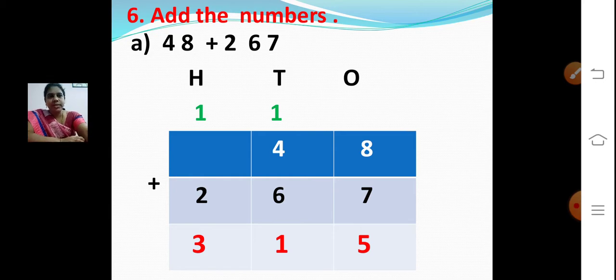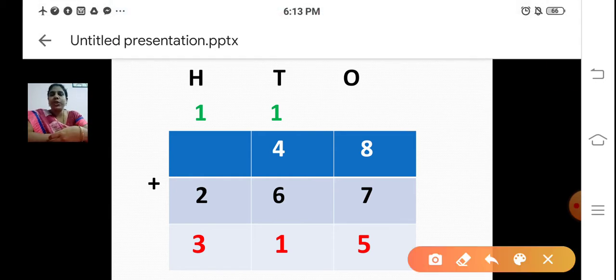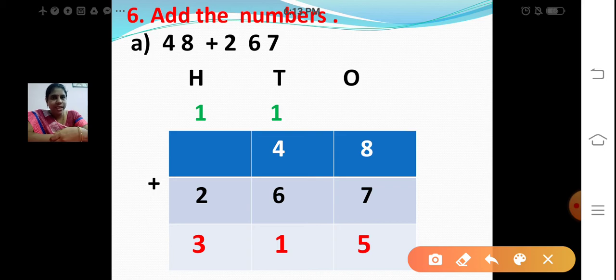So the first one is, we are going to add 48 plus 267. We are going to add the two numbers 48 plus 267. What you have to do? Write the numbers in their exact places. First take the first number 48. Write in the exact place: 8 in the ones place and 4 in the tens place.